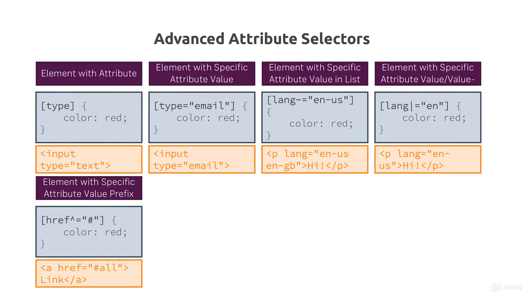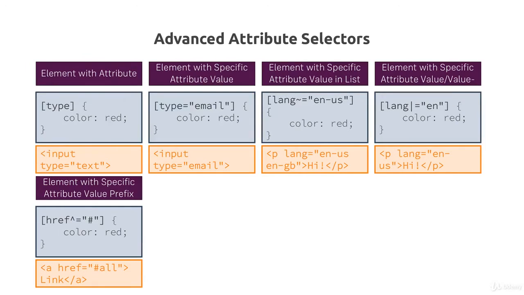So here we have an anchor tag linking to some ID on our page, the all ID to be precise. And with that selector, we would target this element, because we are selecting all elements which do have this href attribute and where the value of that attribute starts with a hash. And thereafter, you may have any characters you want. So it's more flexible than the one you see in the top right corner with the pipe symbol.